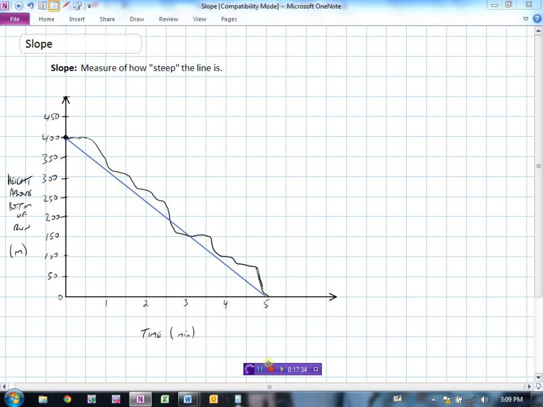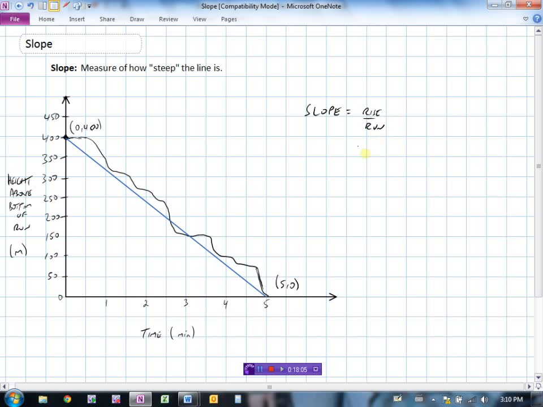So what I've just put on here now is a blue line that represents sort of my average all the way down to the bottom. Sometimes the slope wasn't as steep, other times the slope was steeper. But I've got an average line here, and I'm going to put some coordinates on here. So this is the point (0, 400), and down here this is the point (5, 0). If I figure out the slope of that line, then this will be rise over run.